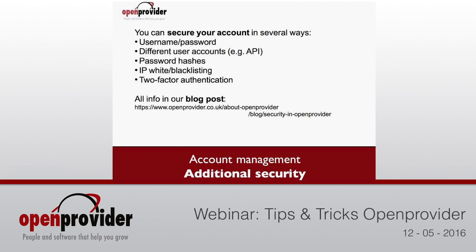Also for API usage it is useful. Create a different API user. Only that user can connect to the API and cannot log in to the control panel, for example. You can do that by IP whitelisting, IP blacklisting. If you have an API user and you know it runs from a server with IP address 123, only accept connections from that IP address. So that user cannot be used from any other IP address.